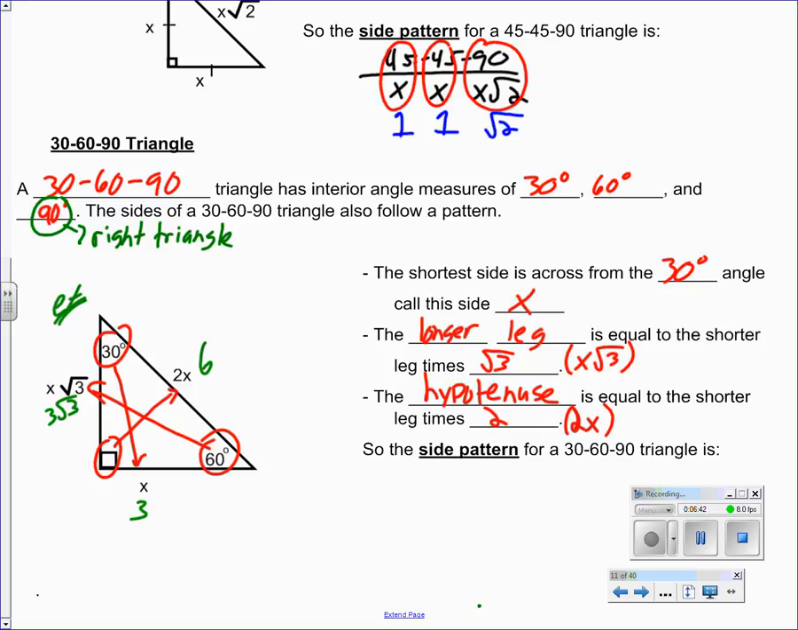If this side across from 60 was 8 square root 3, that would make this side here 8. And to follow the pattern, that would make the hypotenuse 16. Alright, last one, if we knew that the hypotenuse was 200, that would make the shortest side 100, and that would make this other side 100 square root 3. So it always follows the same pattern.